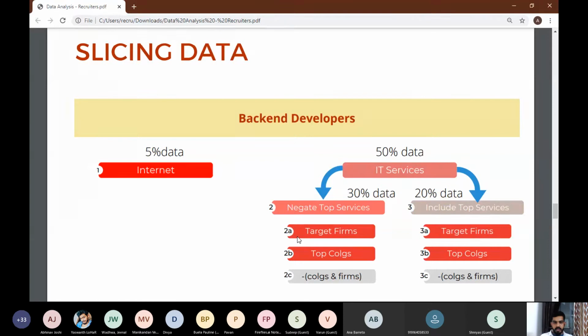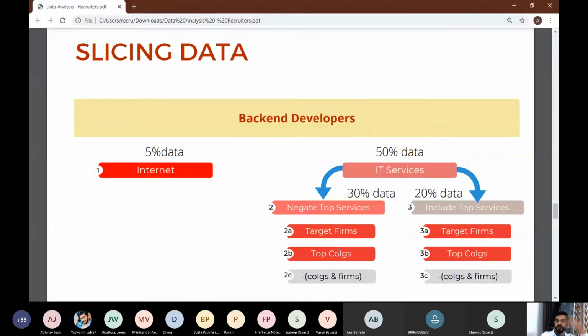So now if you look at this data, there's a coloring going on here, right? What is the coloring? Internet is in dark maroon, and then slowly it fades out. The coloring slowly fades out, meaning the efficacy of the data. Let's say, for example, when you add target firms, the color becomes brighter, meaning the efficacy is more.